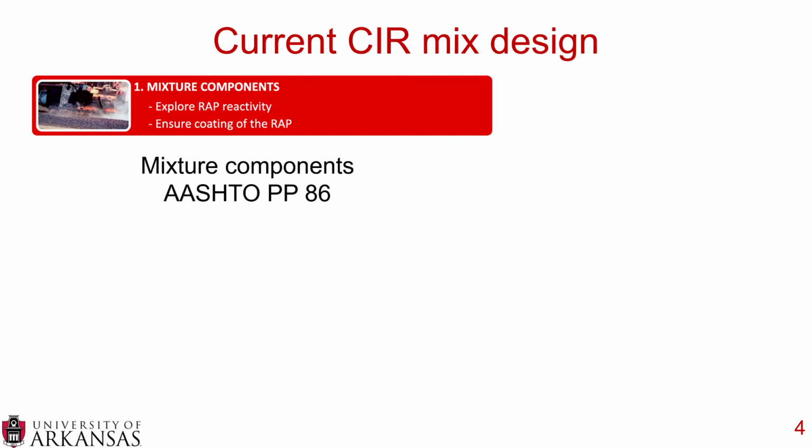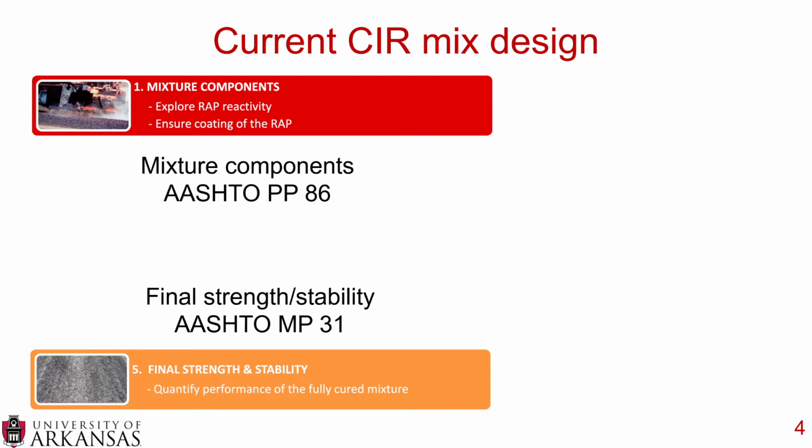Now the current CIR mix design revolves around mixture components, which includes the reclaimed asphalt pavement or RAP, and ensuring that the RAP is coated by whatever additive you are adding. And you can find out more about this with asphalt emulsion in AASHTO PP86. However, the second AASHTO standard provided looks at the final strength and stability, which is the performance of the fully cured mixture. And this can be found in AASHTO MP31.